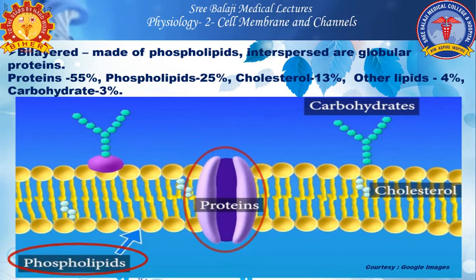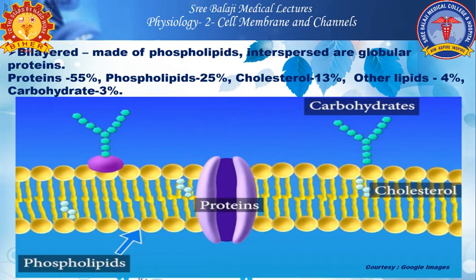Coming to the composition of all the substances that make up the cell membrane, about 55% is made up of proteins. 42% is made up of lipids: phospholipids 25%, cholesterol 13% and other lipids 4%. All these lipids, about 42%, constitute the membrane of the cell. We have to include the triglycerides, all these lipids make up the cell membrane. Then 3% carbohydrate is also present in the cell membrane. So this is the composition of the cell membrane.